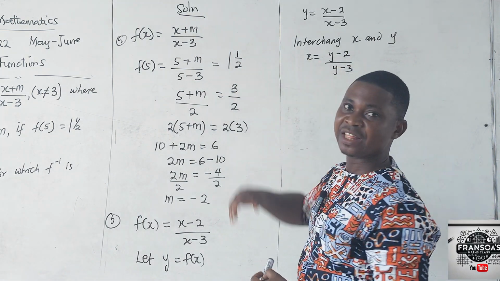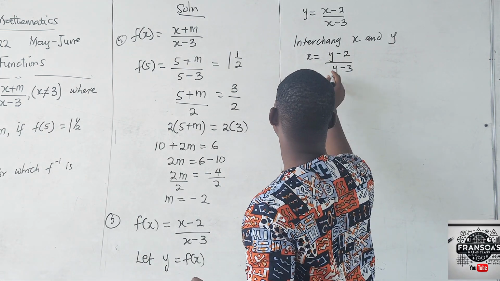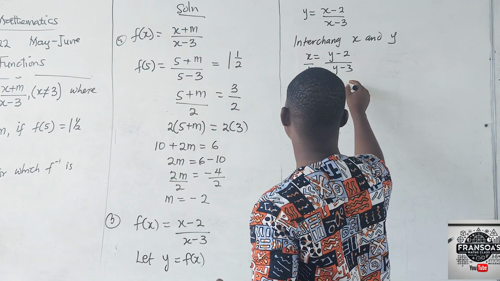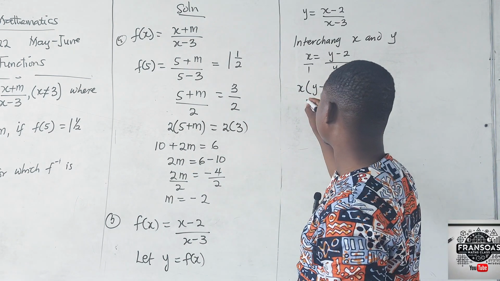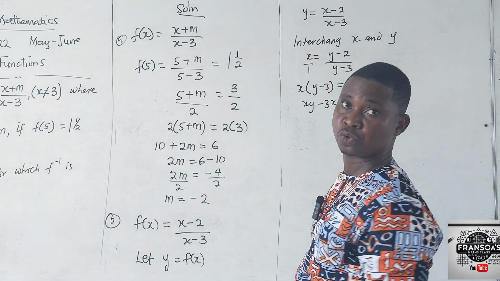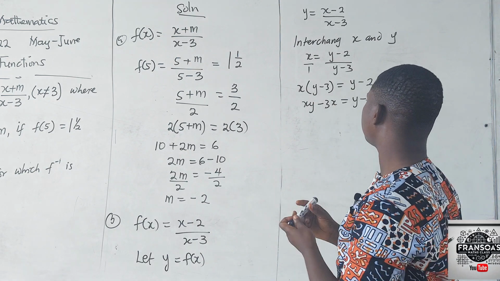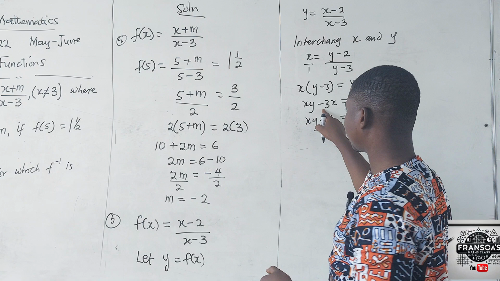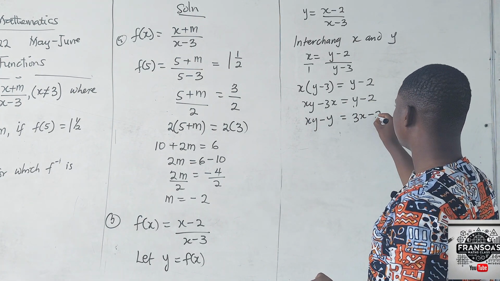Having gotten this, we need to make y the subject. So we cross multiply this one over 1. So x times y minus 3 is equal to 1 multiplying y minus 2. We expand this part. So xy minus 3x is equal to y minus 2. We are supposed to make y the subject, so this one will go here. So xy, this y comes here, minus y is equal to 3x, then minus 2. The 3x is negative here, so it goes there.